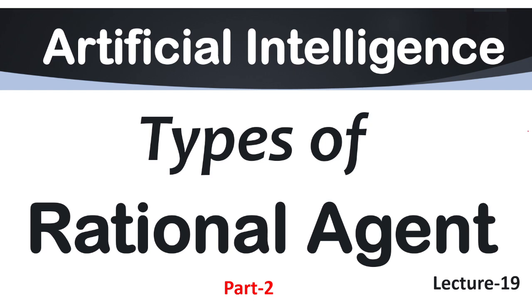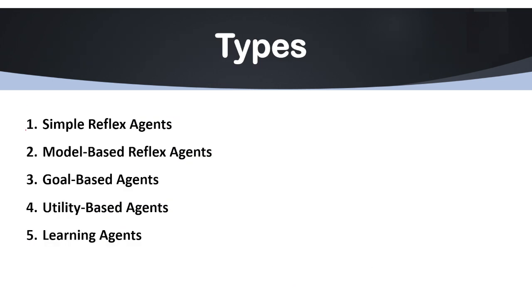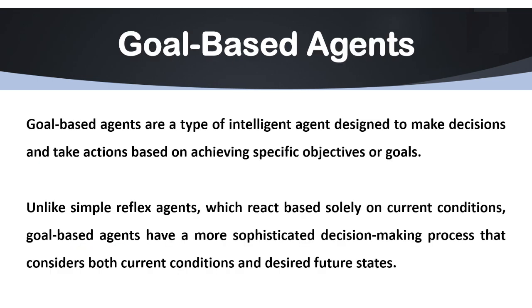So today we are going to continue our previous topic, that is different types of rational agents. So students, in lecture number 18, that is part 1 of types of rational agents, we have already discussed simple reflex agents and model based reflex agents. Now in this session we will cover all these three types, that is goal based agents, utility based agents and learning agents. So now let's start the discussion.